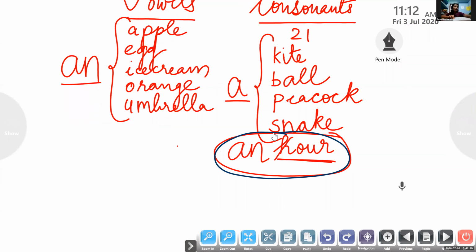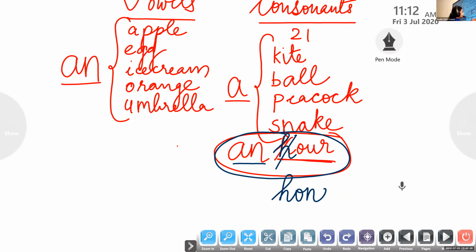The word hour starts with a consonant H, but here the H is silent and it has a vowel sound, our. We are not pronouncing H. Have you all noticed? We are pronouncing only R. So we have to use the article an before the word. Have you all understood? Similarly, there is the word honest.